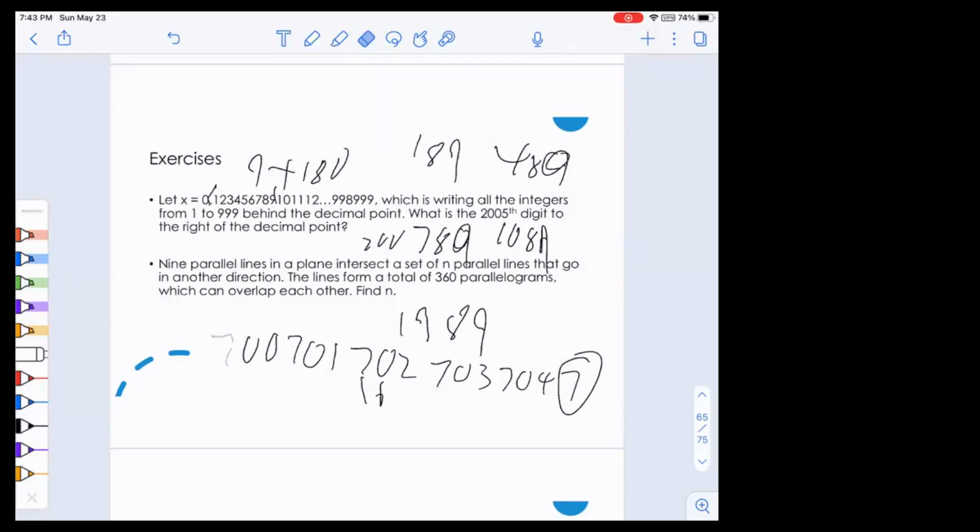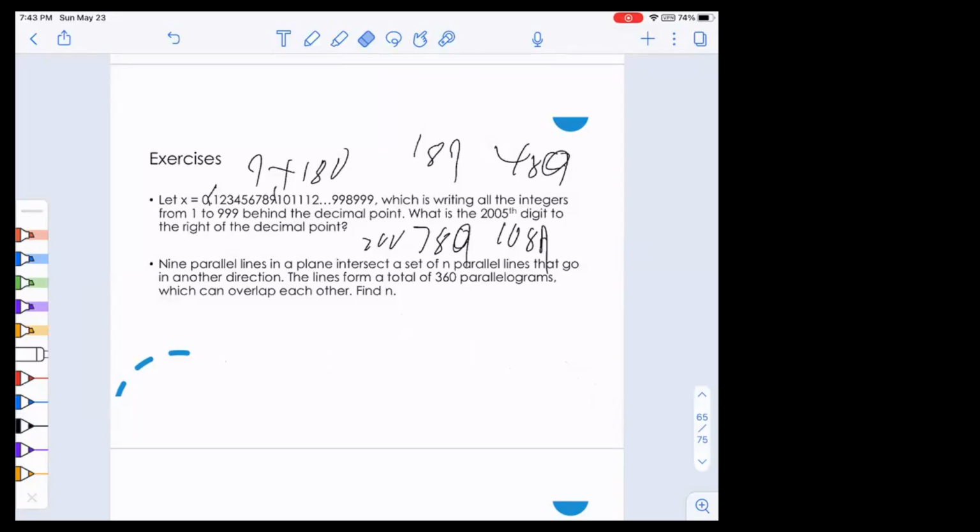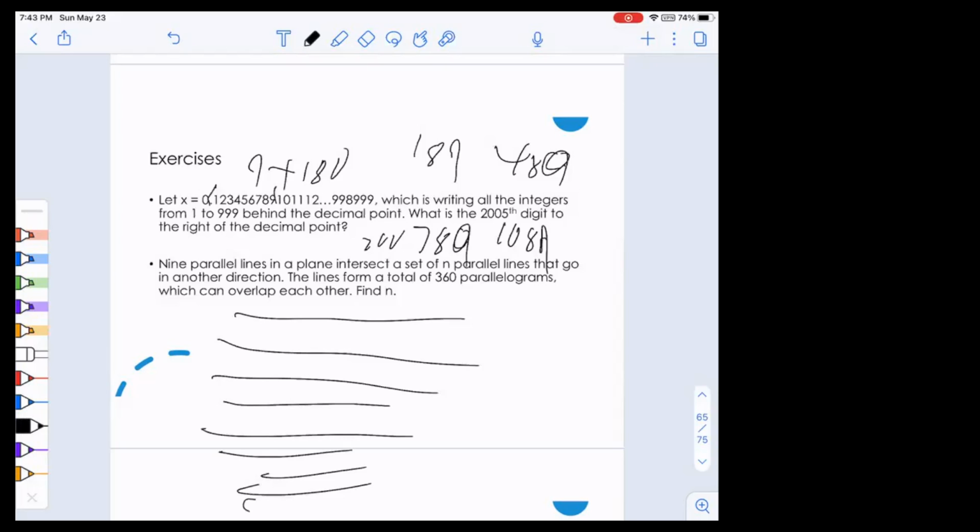All right, so let me just go over the second one real quick. 9 parallel lines in a plane intersect a set of n parallel lines that go in another direction. The lines form a total of 360 parallelograms which overlap each other. Find n. So what they're talking about is, if you have 1, 2, 3, 4, 5, 6, 7, 8, 9 lines, we can have some lines that go the other way and it would form these parallelograms.